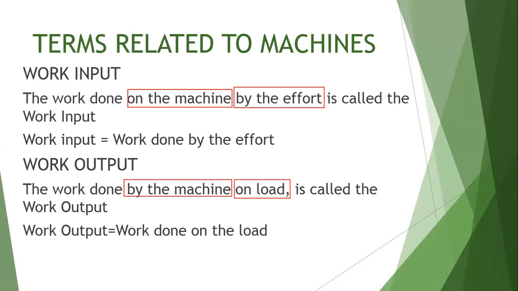So I will do the work on the machine, and in turn, the machine will do the work on the load. Whatever work is done on the machine by me, by the force applied by me, is my work input. And whatever work is done by the machine on that load to be lifted is work output. So work input is work done by the effort and work output is work done on the load.